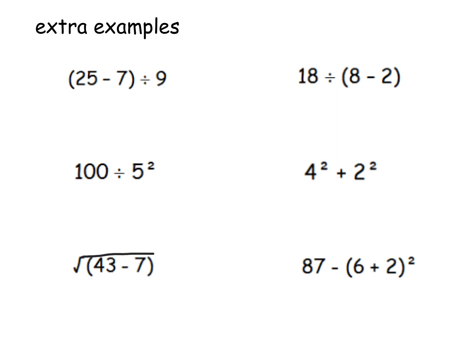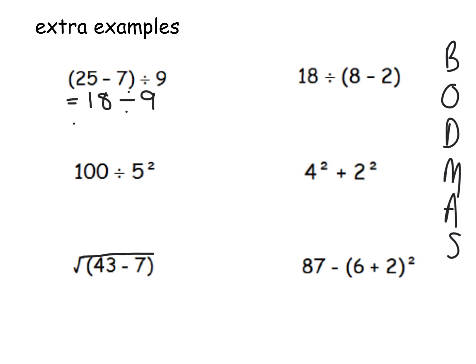So first one has a bracket. So remember, BODMAS down the side, the bracket gets done first. So we're doing 25 take away 7, which is 18. And then 18 divided by 9 is 2. Again, we'll do the brackets first on this one. So it's 18 divided by 8 take away 2, which is 6. So 18 divided by 6 is 3.